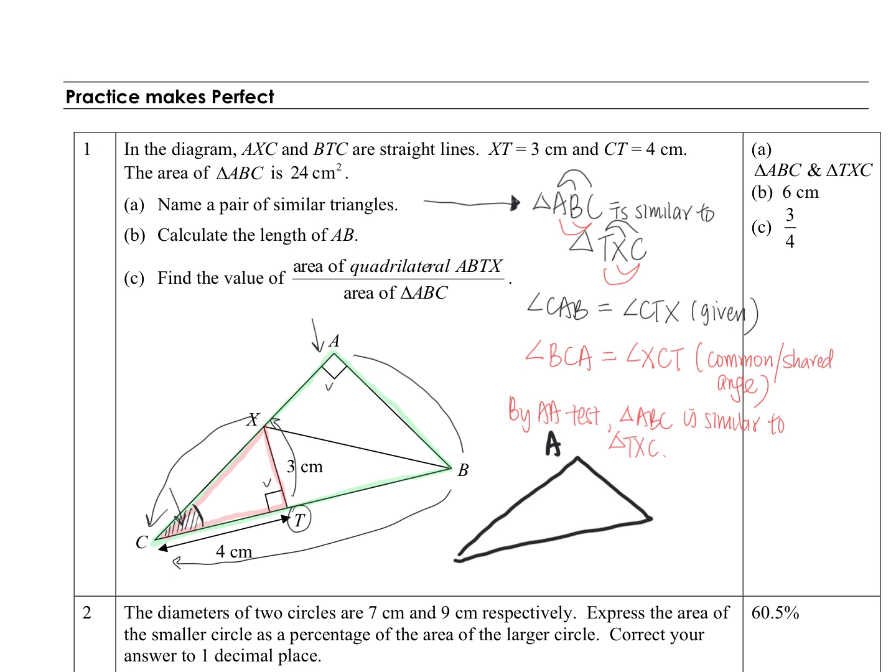This is your ABC. Okay, and then of course it's your TXC. You can redraw a similar one that is smaller. And then fill in all the info you know. You know TX is 3 cm. TC is 4 cm. Okay, any other length you know? Oh, you only know this is 24 cm square. Any other thing you know? Not enough info, is it?